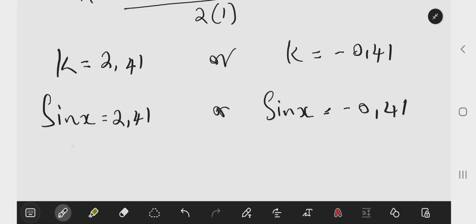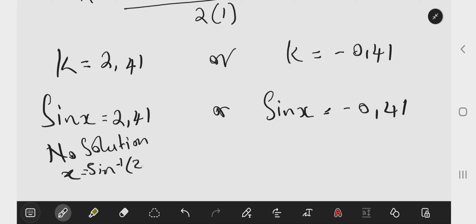But siyazi ukuthi usine always between negative 1 and 1, so lana ke ngeke kube ne-solution ke la, right? Ungazama ukushaya i-calculator lana uthi x is equals to arcsine 2.41, uzayibona ukuthi izokubhalela lapho ukuthi lento le kahle kahle ayi-exist, right? So that means usine no-cos kahle kahle always are between negative 1 no 1, right? So ngapha it's no solution.